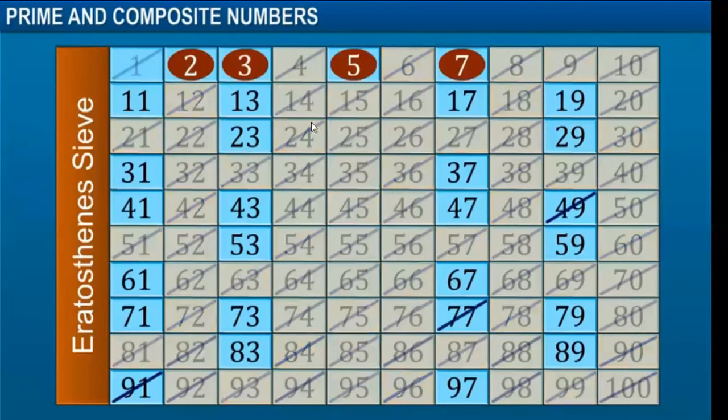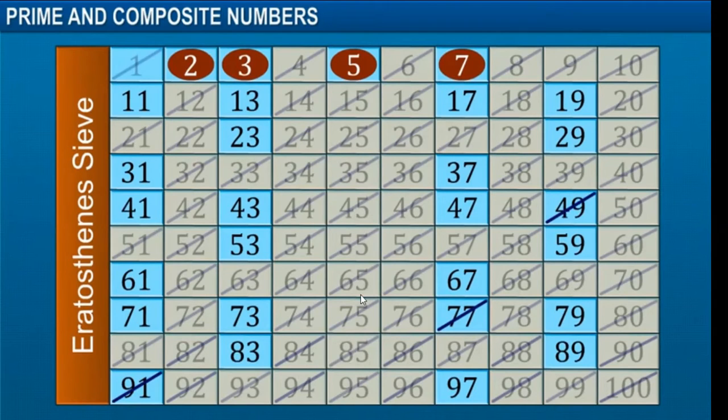Okay. So next, after 3 the uncrossed. The 4 is already crossed, so we are not considering 4. Next 5. 5's multiples, that is 15, 25, like that, the whole multiples of 5. We cross them out. Okay. After that, next we look at 6. 6 is already crossed out, so we do not need to look at the multiples of 6. Now next number is 7. So the corresponding multiples of 7 will be 77, 91, 49.